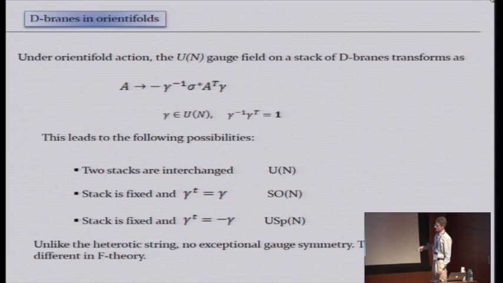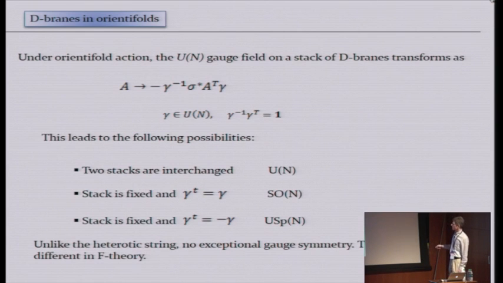The other possibility is that a stack of branes gets mapped to itself. That means it coincides with an orientifold plane. And then you can have either gamma transpose equal to gamma, perhaps again up to a gauge transformation. You can put this in a standard form by taking gamma equal to the identity, and then you see that after projection, you're left over with an SO(N) gauge field. On the other hand, the other possibility is gamma transpose equals minus gamma, which you can set equal to a symplectic form. Then if you project this out, you're left over with a USp(N) gauge symmetry. So, in this way, you can generate all these classical gauge groups: U(N), SO(N), USp(N).